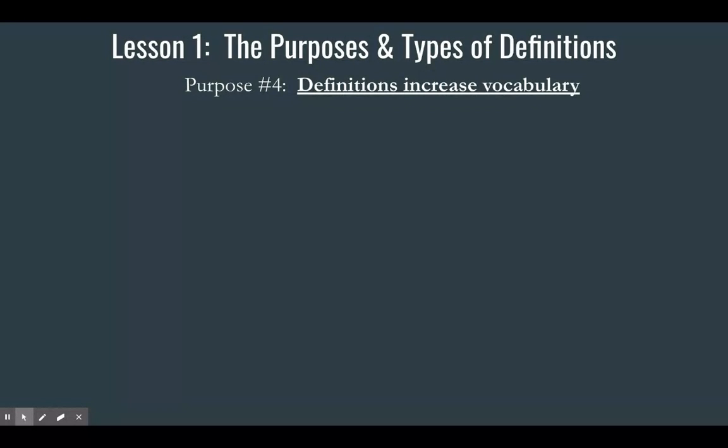All right, purpose number 4 of definitions. Definitions increase vocabulary. So here you go. What's the meaning of the term spanghew? This is a real word, spanghew. Anybody want to take a crack at this? Spanghew. It's up here on the board.